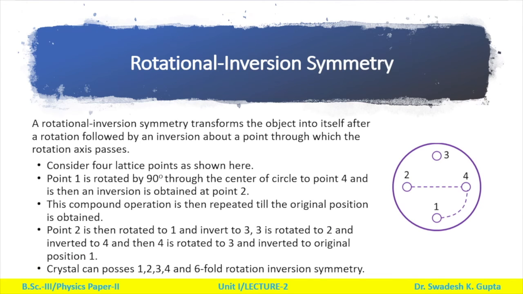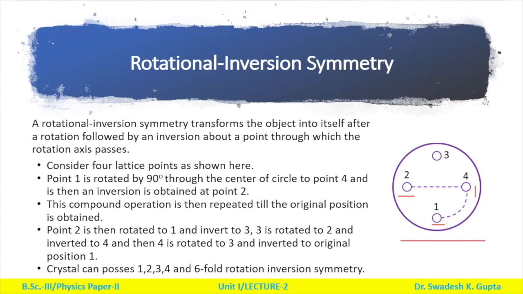There is another symmetry which is called rotation inversion symmetry. In the rotation inversion symmetry, the rotation and inversion both are performed together, and they are performed until the original position of the body is obtained. So here, for example, let's say there is a point that is point 1 and it is rotated by 90 degrees and then gets inversion and reaches point 2.